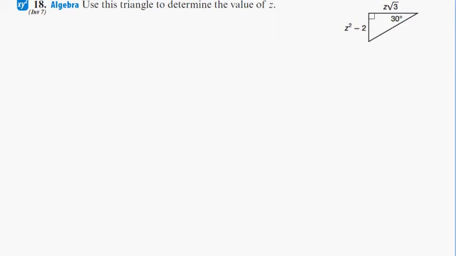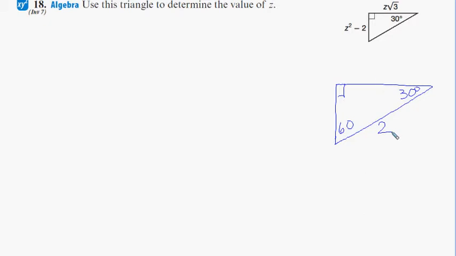Use this triangle to determine the value of z. I see that there's a 30 and a 90-degree angle in here. So what that brings to my mind is the 30, 60, 90 reference triangle. So I'm going to sketch that first of all. I know that this is going to be 60. Obviously, this is not to scale, but it never is when I'm drawing it.